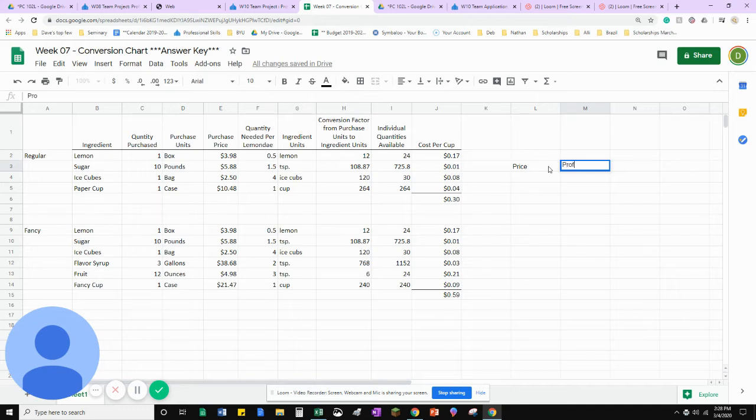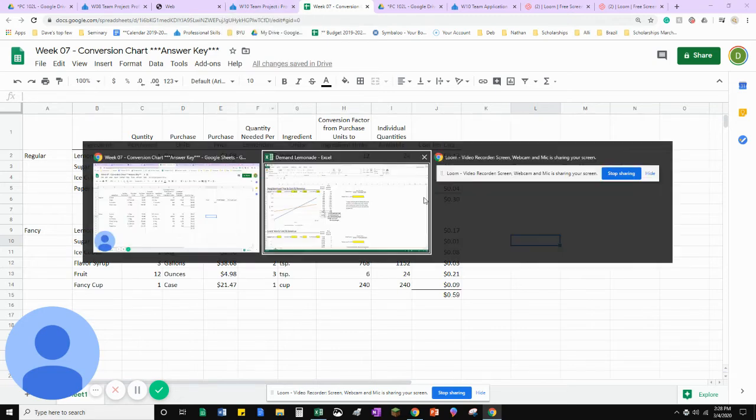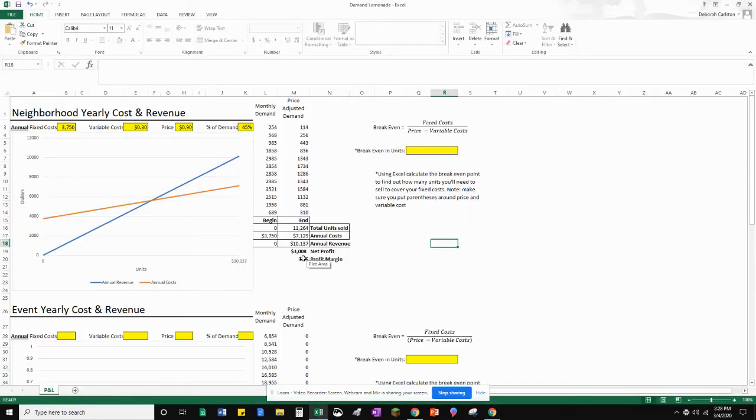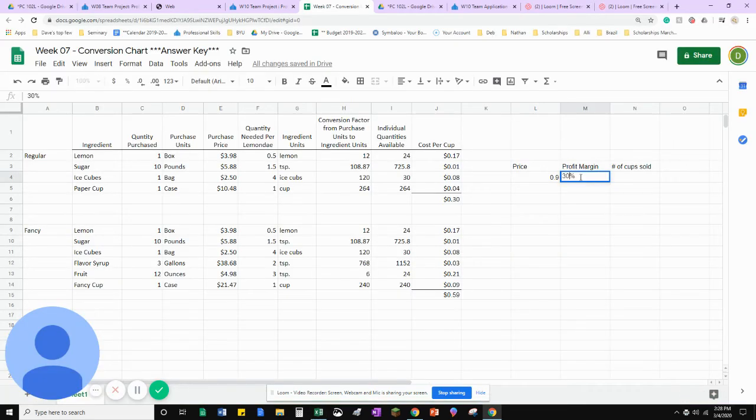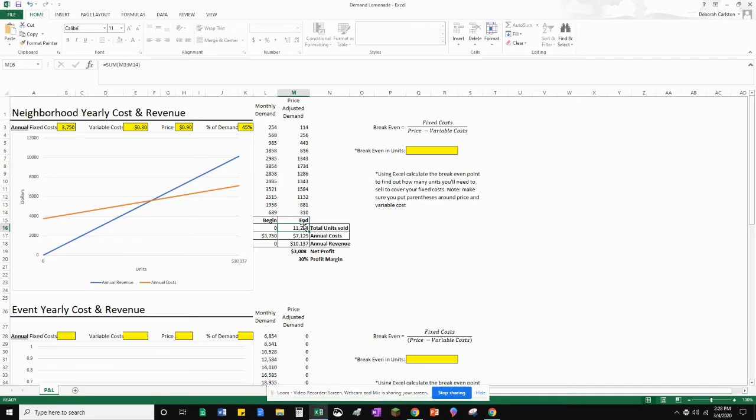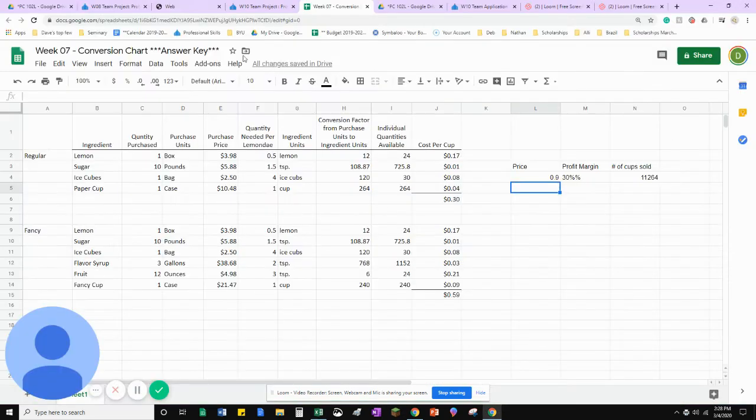Profit margin, number of cups sold. So at the price of 90 cents, I have a profit margin of 30%, which is very good, and I sold 11,264 cups. So there's one price point there. Now let's try a different price and see what happens.